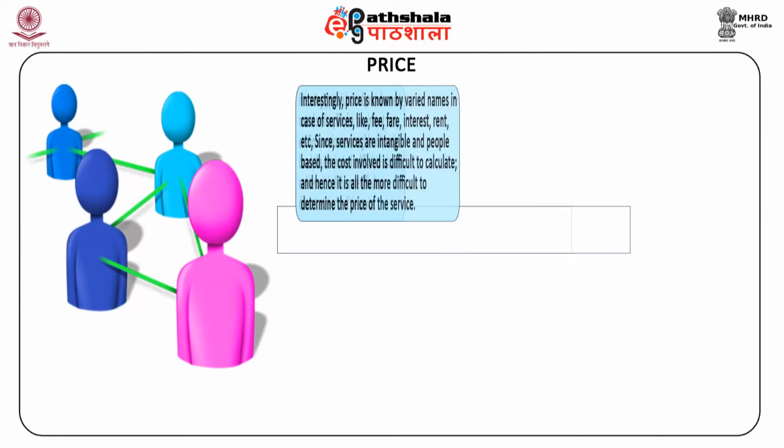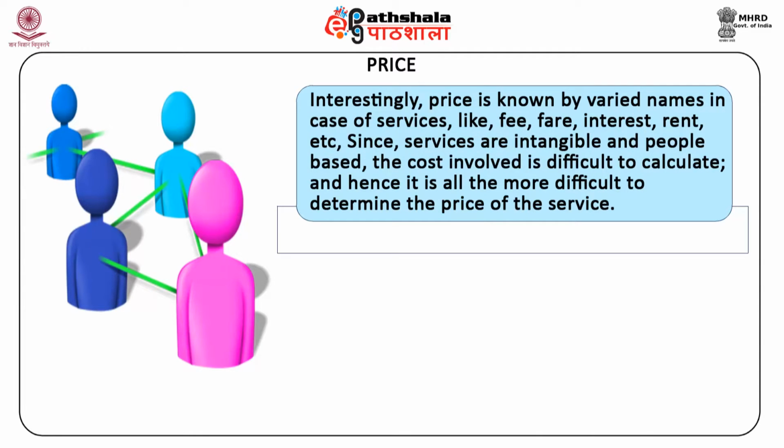Price. Interestingly, price is known by varied names in case of services like fee, fare, interest, rent, etc. Since services are intangible and people based, the cost involved is difficult to calculate, and hence it is all the more difficult to determine the price of the service. Lack of uniformity is there in personalized services but not in case of public utility services.